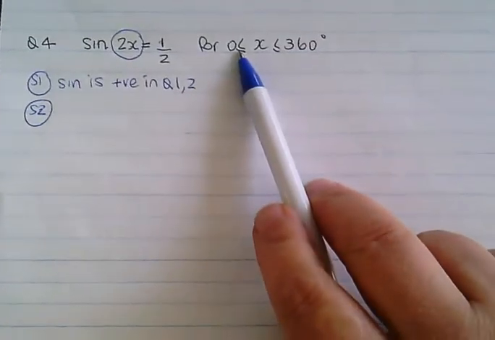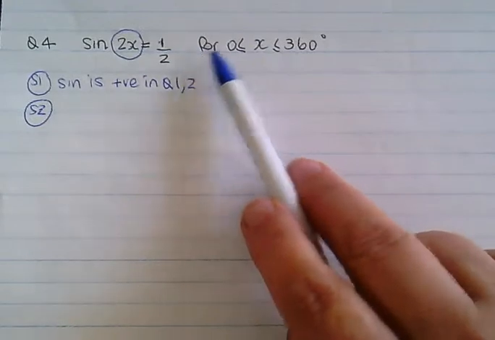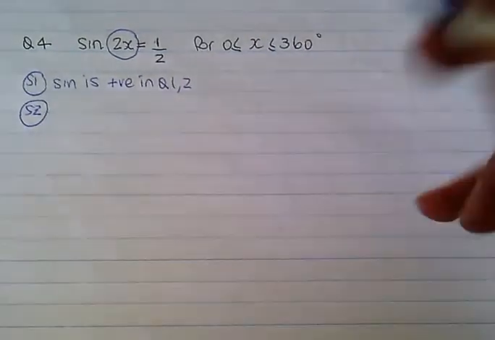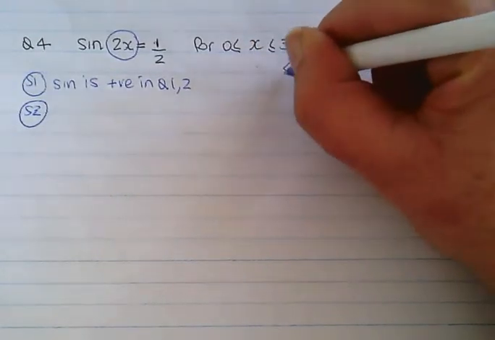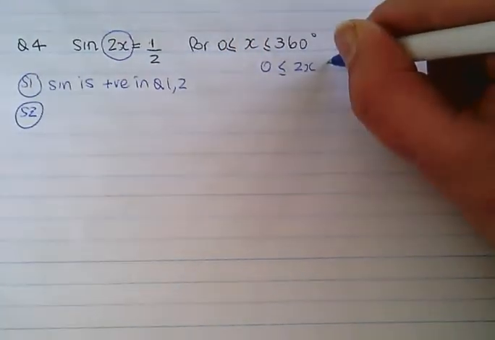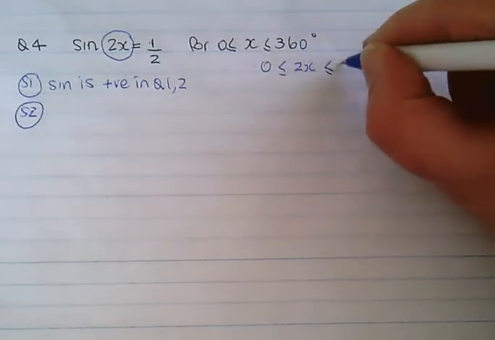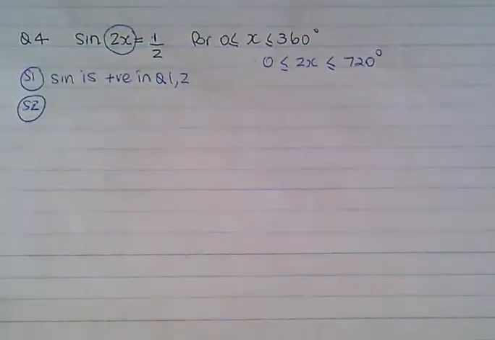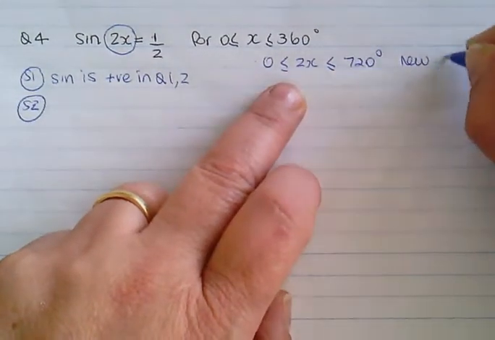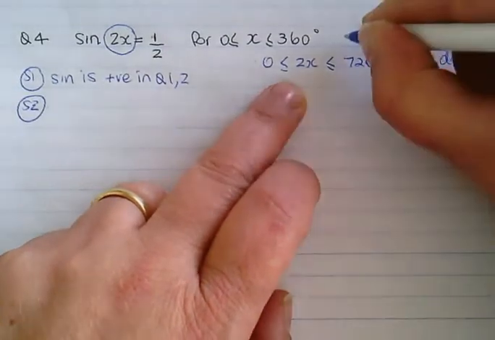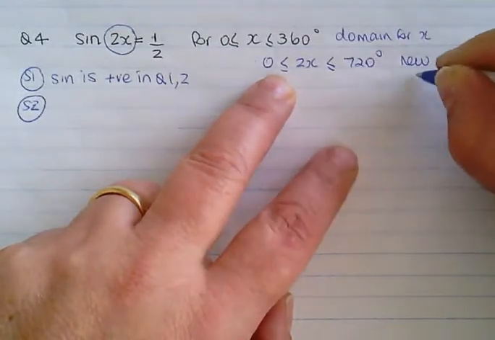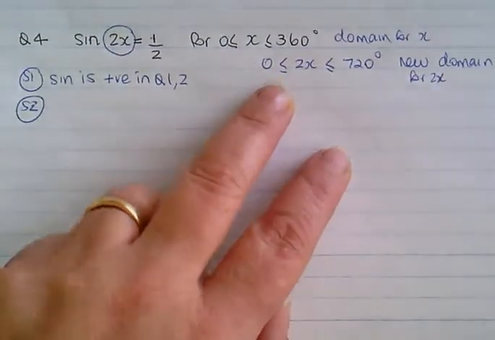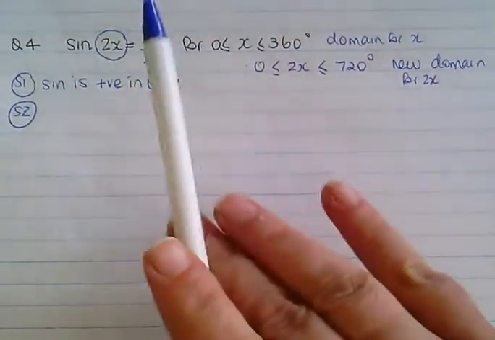This domain is only for x. So x lies from 0 to 360. 2x means, haven't I just multiplied that by 2? So I must multiply 0 by 2, which is 0, and 360 times 2 is 720. That is my new domain. So this is the domain for x, and this is the domain for 2x. Do you see that? Be very careful.